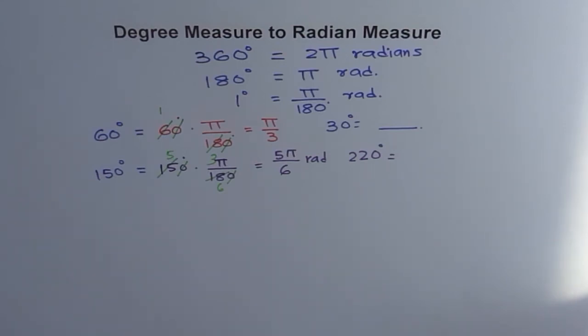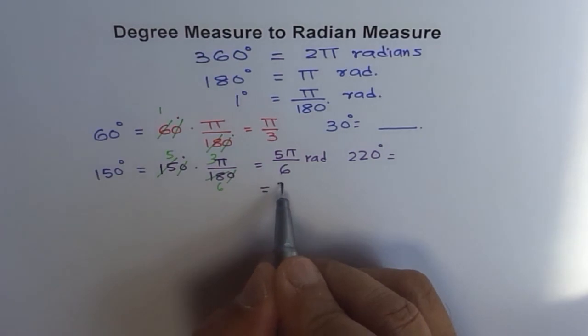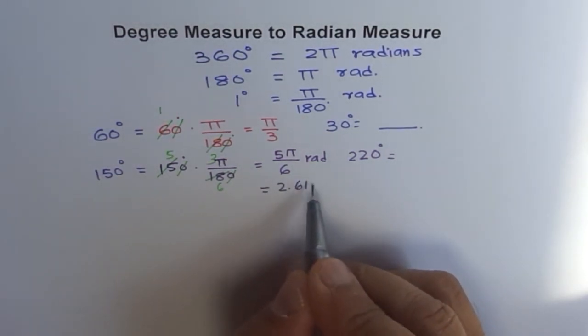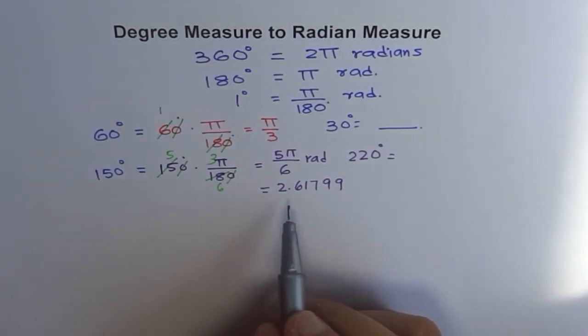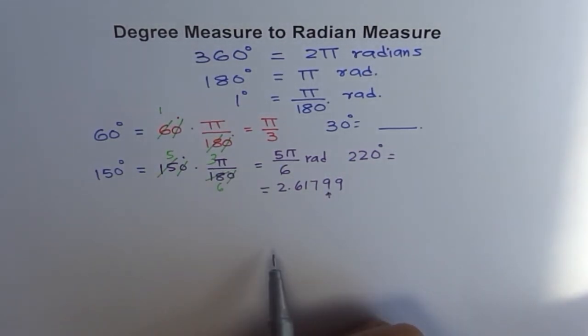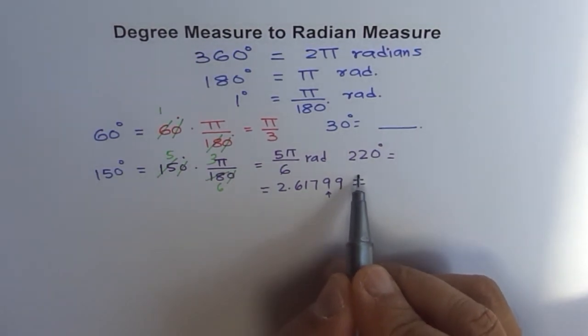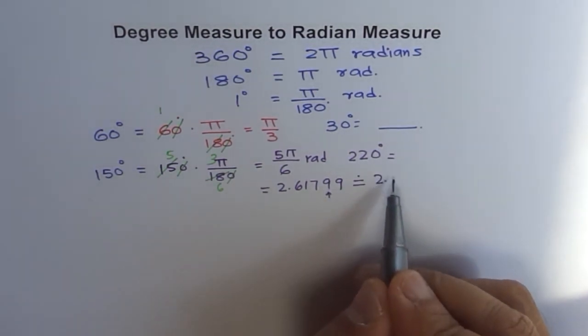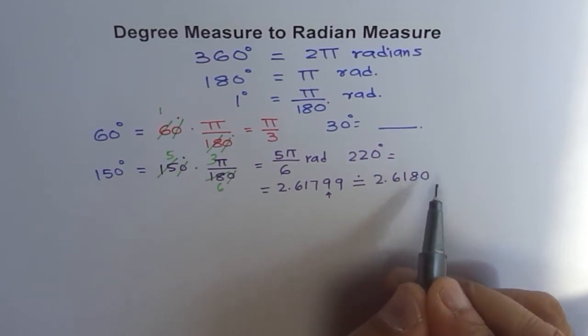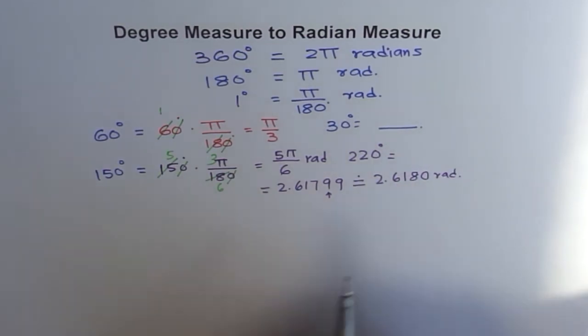So we'll use the calculator and say 5 times pi divided by 6, and then say equals, and we can change it to decimals, and this gives us an answer of 2.61799. If we need to round it to 4 decimal places, then approximately how much is it? We'll round it and say it is 2.6180 radians. Do you see that? So 150 degrees is 2.6180 radians.